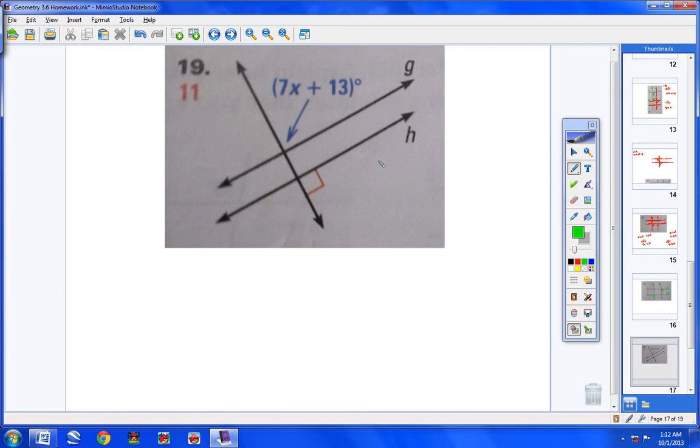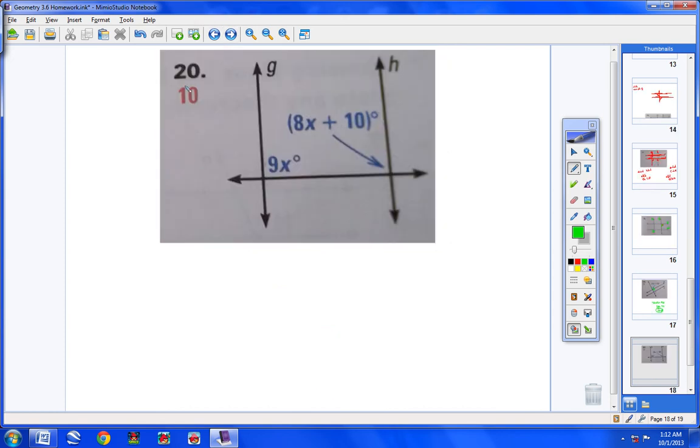All right. The directions for 19 through 21 state, find the value of x so that G is parallel to H. Well, look, if G and H are parallel, here's G and here's H. If they're truly parallel, then if there's 90 degrees here, there also would have to be 90 degrees here, which would mean 90 degrees here. So this 7x plus 13 must equal 90 degrees. Now we're going to subtract 13, and we will get 77, and then divide both sides by 7, and x equals 11.